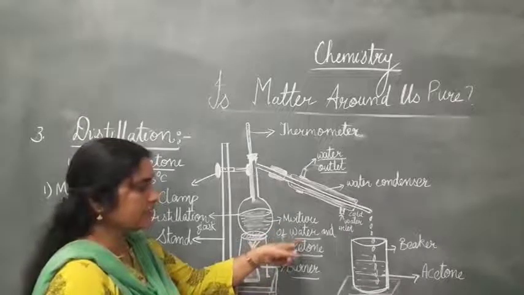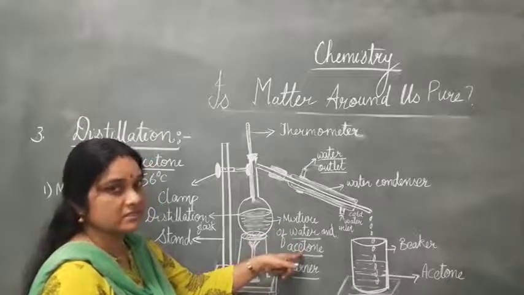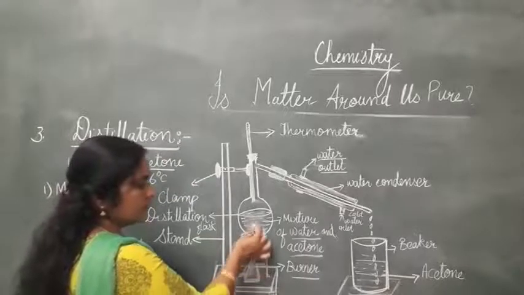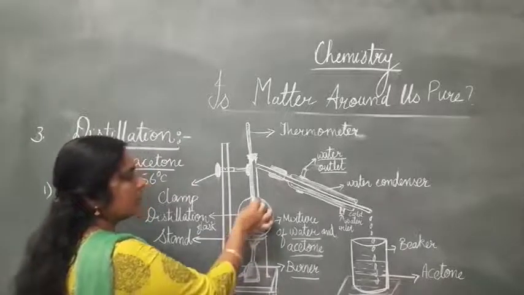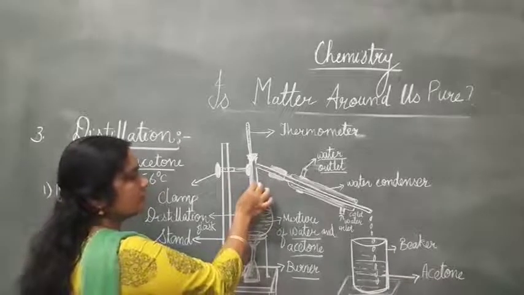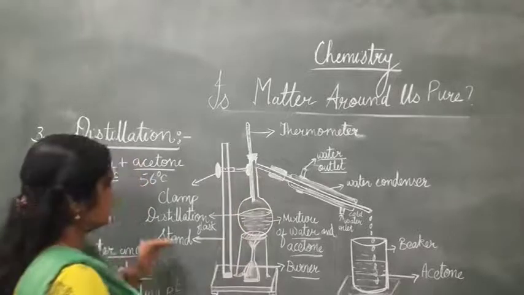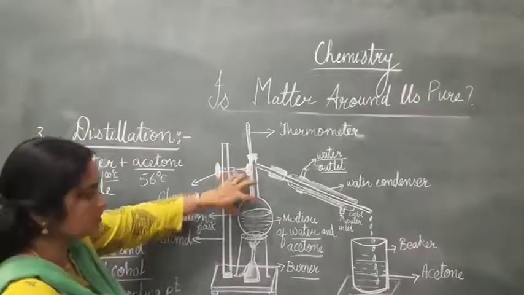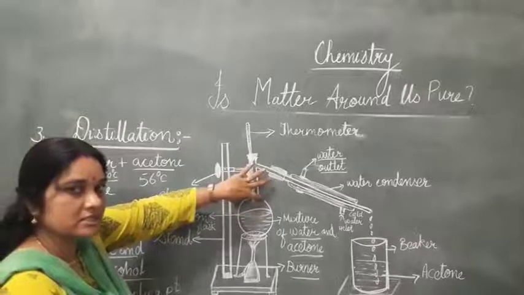Water boils at 100 degrees, acetone boils at 56 degrees Celsius. So this mixture should be heated very slowly, and then you have to carefully read the temperature. When the temperature nears around 50 degrees, observe carefully what changes are taking place in the distillation flask.